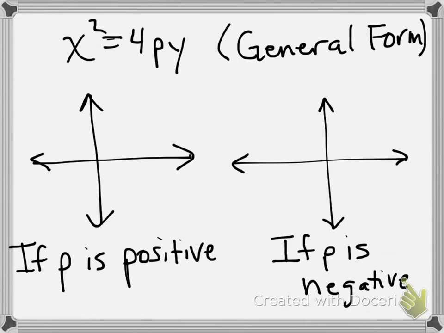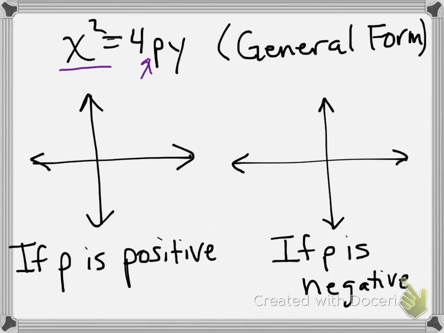Alright, so first we're going to talk about the parabolas that face up or down. And the general form for that is x squared equals 4py. So notice that the squared part, the squared variable, is first and it's by itself. If your equation is not like that, then we'll have to change it, and I'll show you an example of that in just a moment.